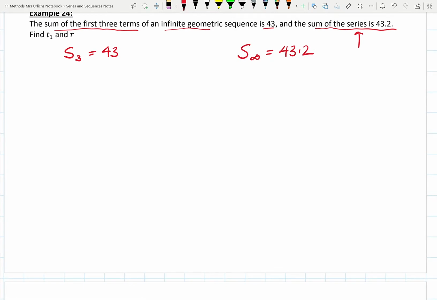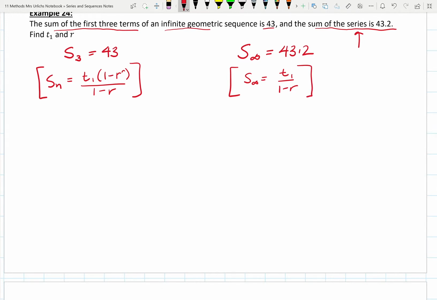So what these two pieces of information tell us is that we need to use the sum to n formula, which is T1 outside of 1 minus r to the n on 1 minus r, and the sum of the series, or the limiting sum formula, which is T1 on 1 minus r. The reason that we use these is because, firstly, that's what those numbers 43 and 43.2 represent. And secondly, we've now got this expressed in terms of T1, r, and n, which we know.